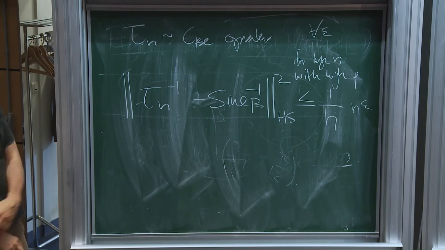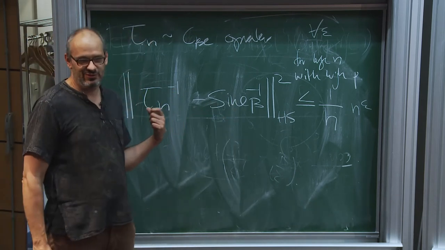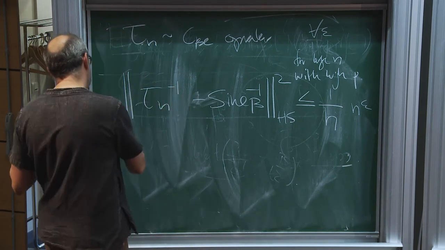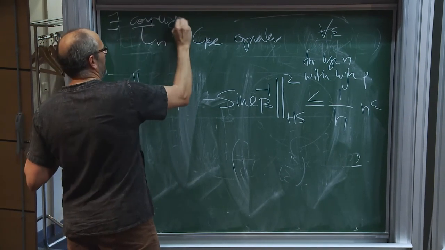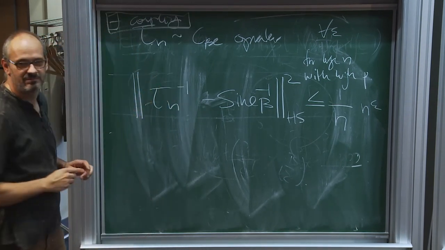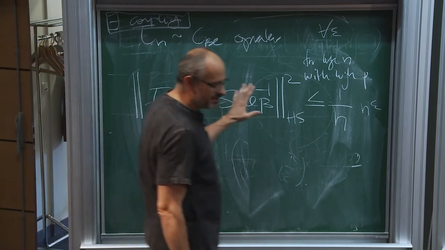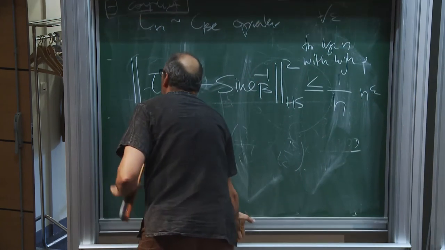In what sense is this? Of course, these are two random objects, so you have to put them on the same probability space. So this says that there exists a coupling. So let me tell you how strong this theorem is. There's just one conclusion.